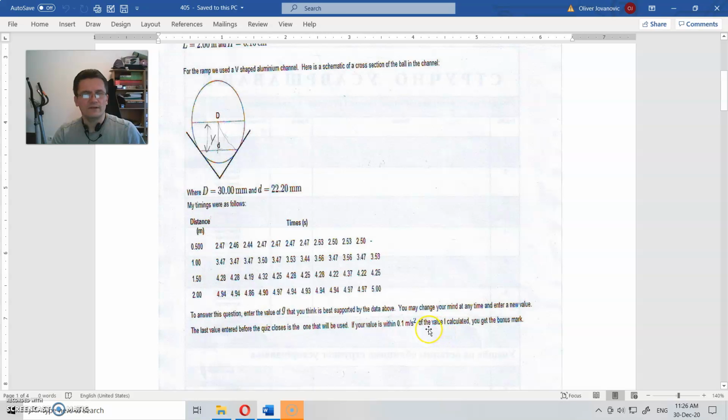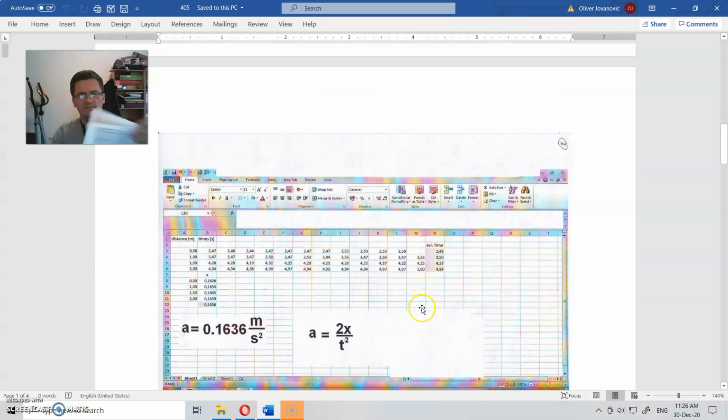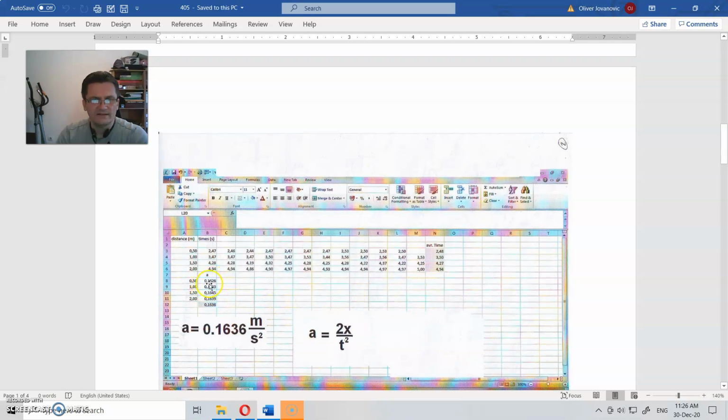Let us see how we can calculate g, how I did that 5 years ago. You place distances here, and you place times here. And these are the average times for each distance: this distance, average time; this distance, average time; and so on. And that is the acceleration calculated using these numbers.